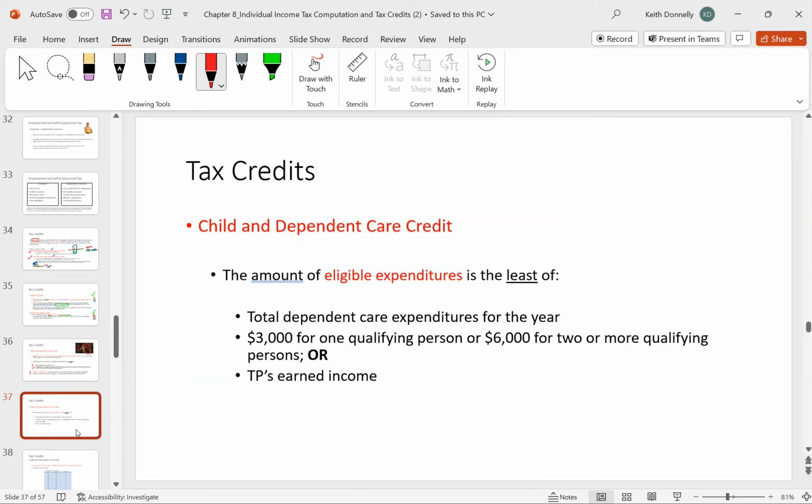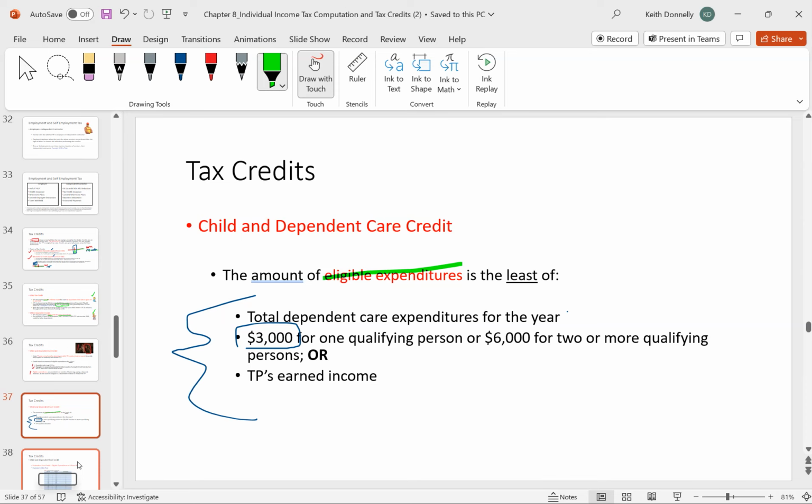The next thing too is you have to figure out what are the eligible expenditures. So the idea with this is you need to pick the smallest of these three. Basically, hey, what were the daycare costs? $3,000 if you got one kid, or $6,000 if you have two or more kids, and then your earned income. What's the smallest of these? That's going to be considered your eligible expenditures for purposes of the credit.